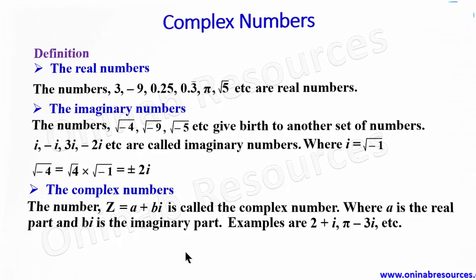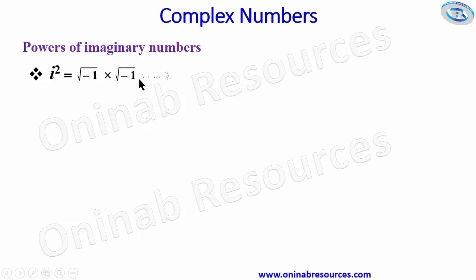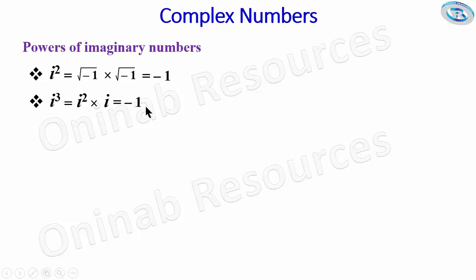Now in our next slide, we'll be looking at powers of imaginary numbers. So we have i raised to power 2. We know i is square root of -1. So i squared is square root of -1 times square root of -1, and that will give us -1. Then we now have i raised to power 3. This is i squared times i. So we know that i squared is -1, then multiply by i, and that gives -i.